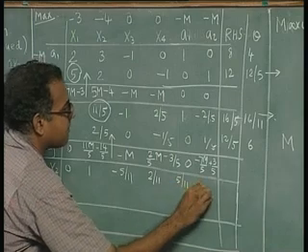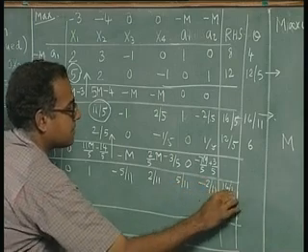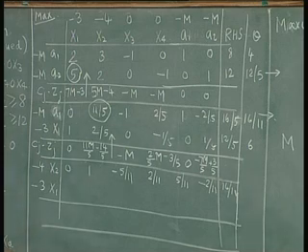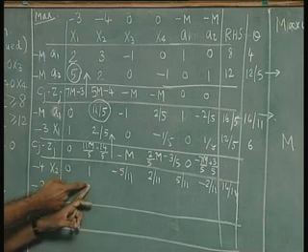5 by 11, minus 2 by 11, 16 by 11. And then x2 and x1 are the basic variables. So, we need a 1 0 0 1, we need to get a 0 here.